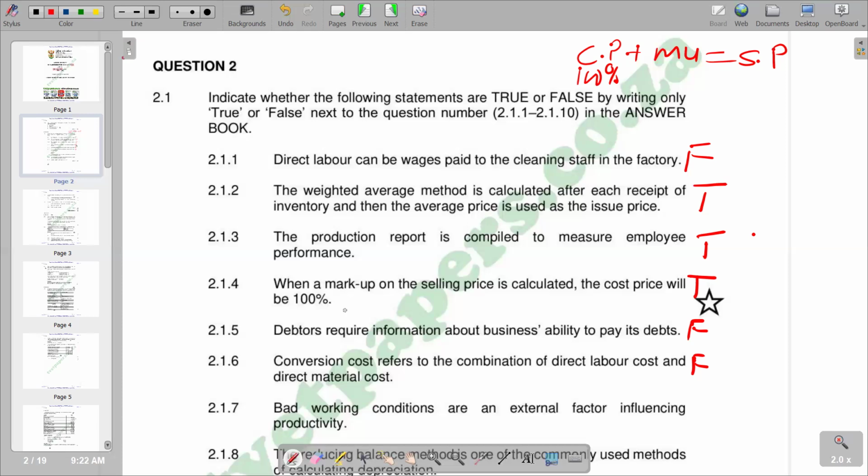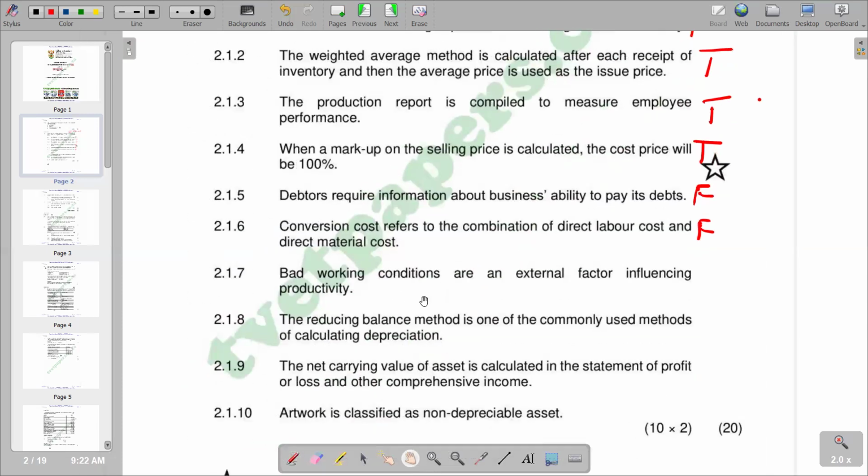Then move on to the next one, which is 2.1.7. Bad working conditions are an external factor influencing productivity. Productivity is on average the quantity of units being produced by an individual worker. To calculate productivity, we say total produced units divided by the number of workers, so that on average you see the quantity being produced by an individual worker.